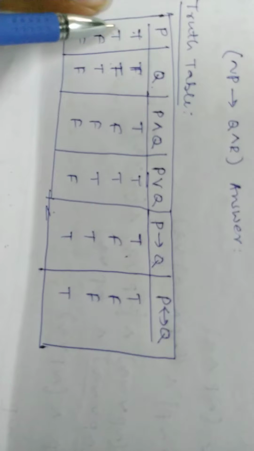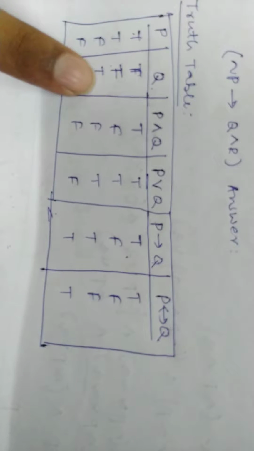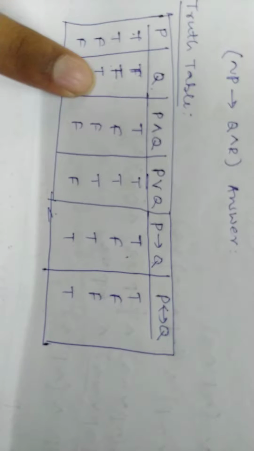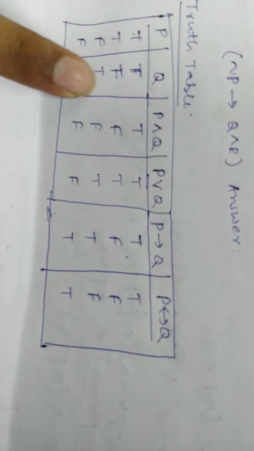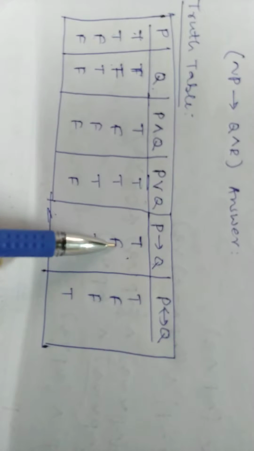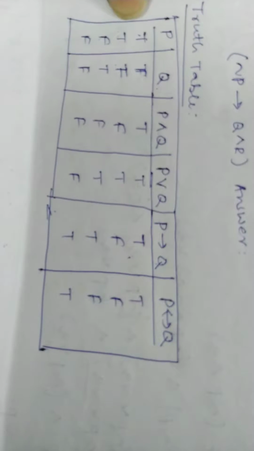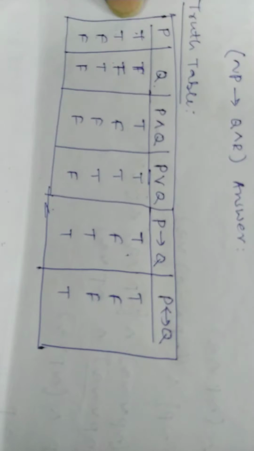Again, P true, Q false. Means if it is divisible by 2, but it is not divisible by, say, 8, that can be a possible value, so it is a false statement. Means a true statement cannot imply a false statement, but a false statement can imply.